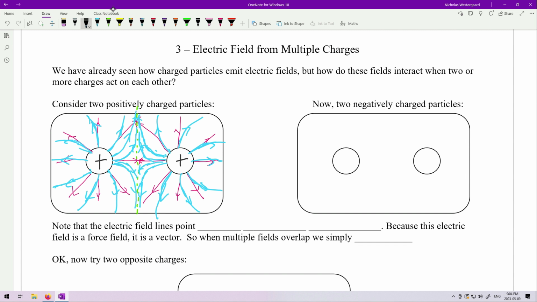Hopefully that kind of makes sense. You see these bending field lines and the asymptote. Now, what should we expect to see with two negatively charged particles? Negatively charged particles are identical to positively charged particles, just symmetric in the opposite way.